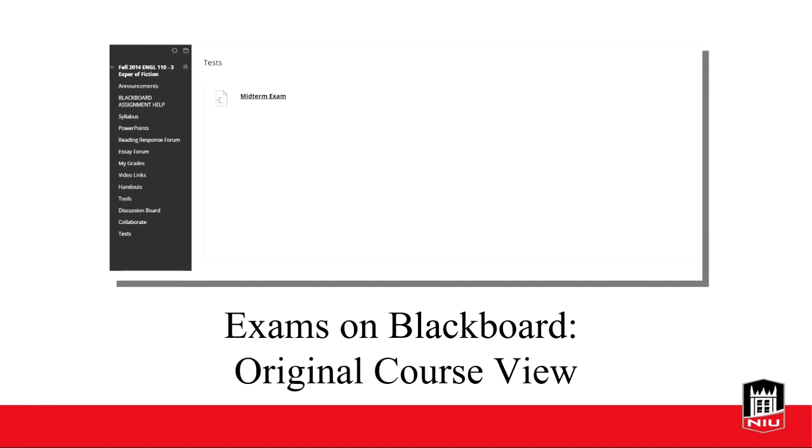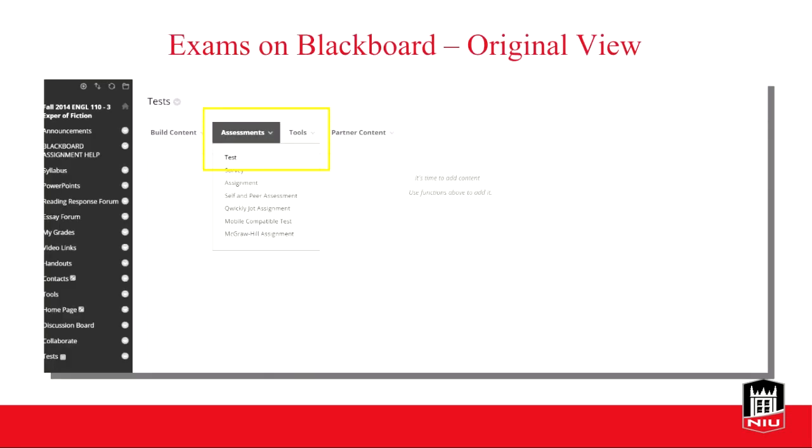So I'll just begin with a very quick overview of where to find the test tool and which options for test questions are available. In original course view, you can find the test in two different places. You can create a test and add a link to the test from the content area by clicking on assessments from within the content area. So in this example, the content area is called tests, and then you choose test from the drop-down menu.